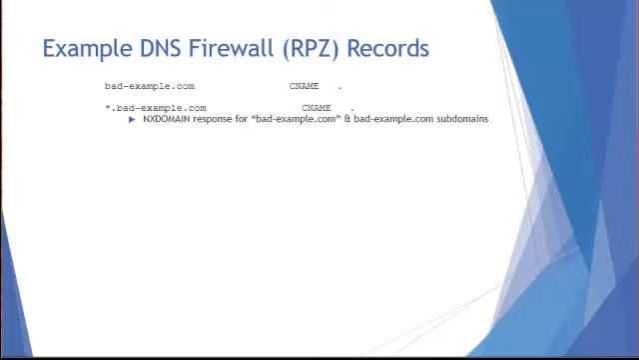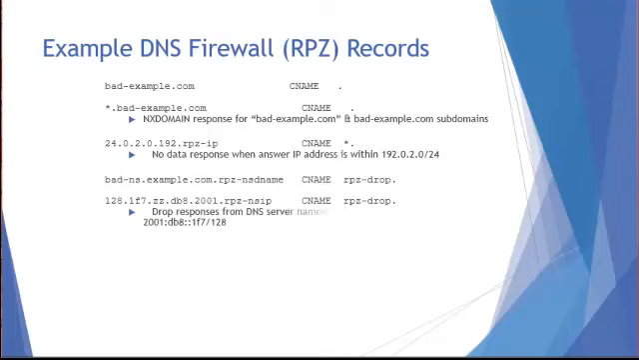And in this case, applying the dot as the data field is the NX domain response. The star dot after the CNAME here is the no data response. So any queries for, in this case, we're using the IP address of the answer 192.0.2/24. You can see how that's encoded with the RPZ-IP top-level domain, so to speak, on the owner field. And then the policy applied to that trigger is the star dot indicating no data. Here we have an example of the drop.